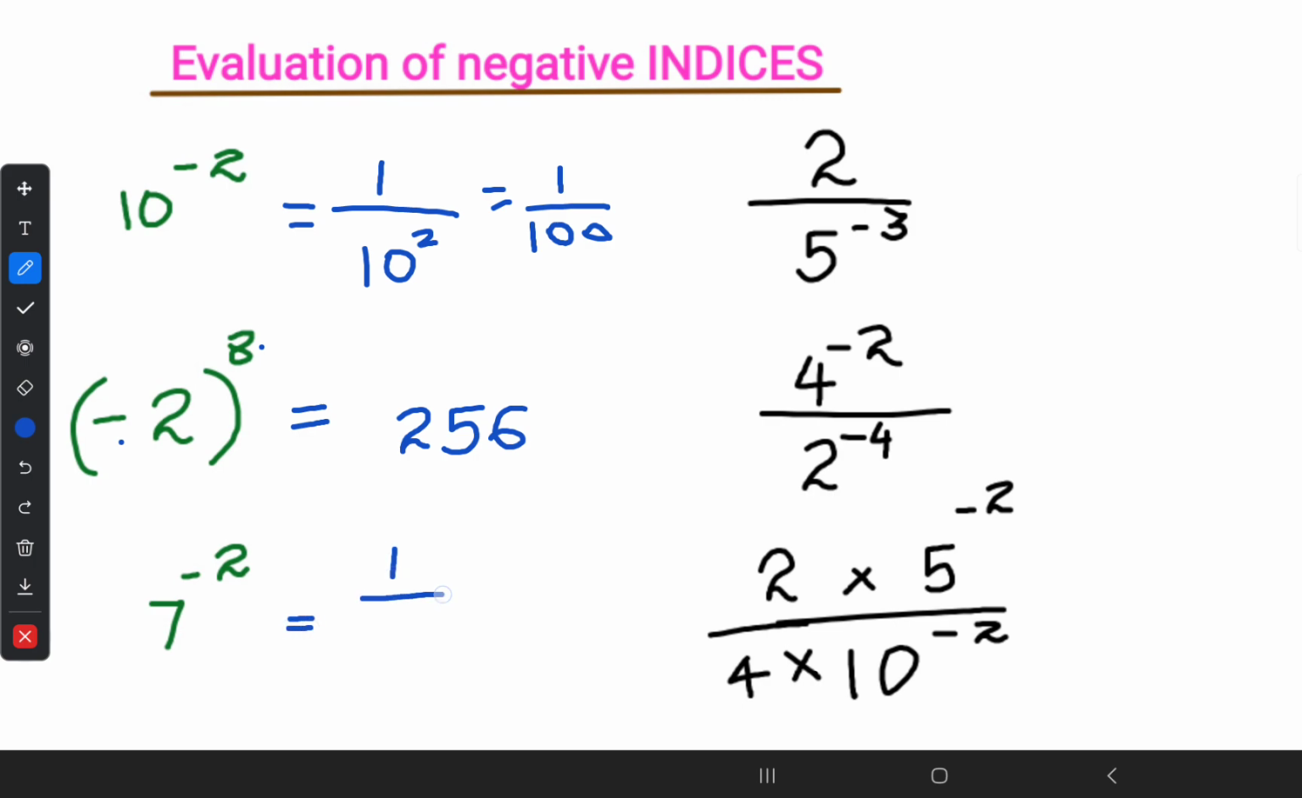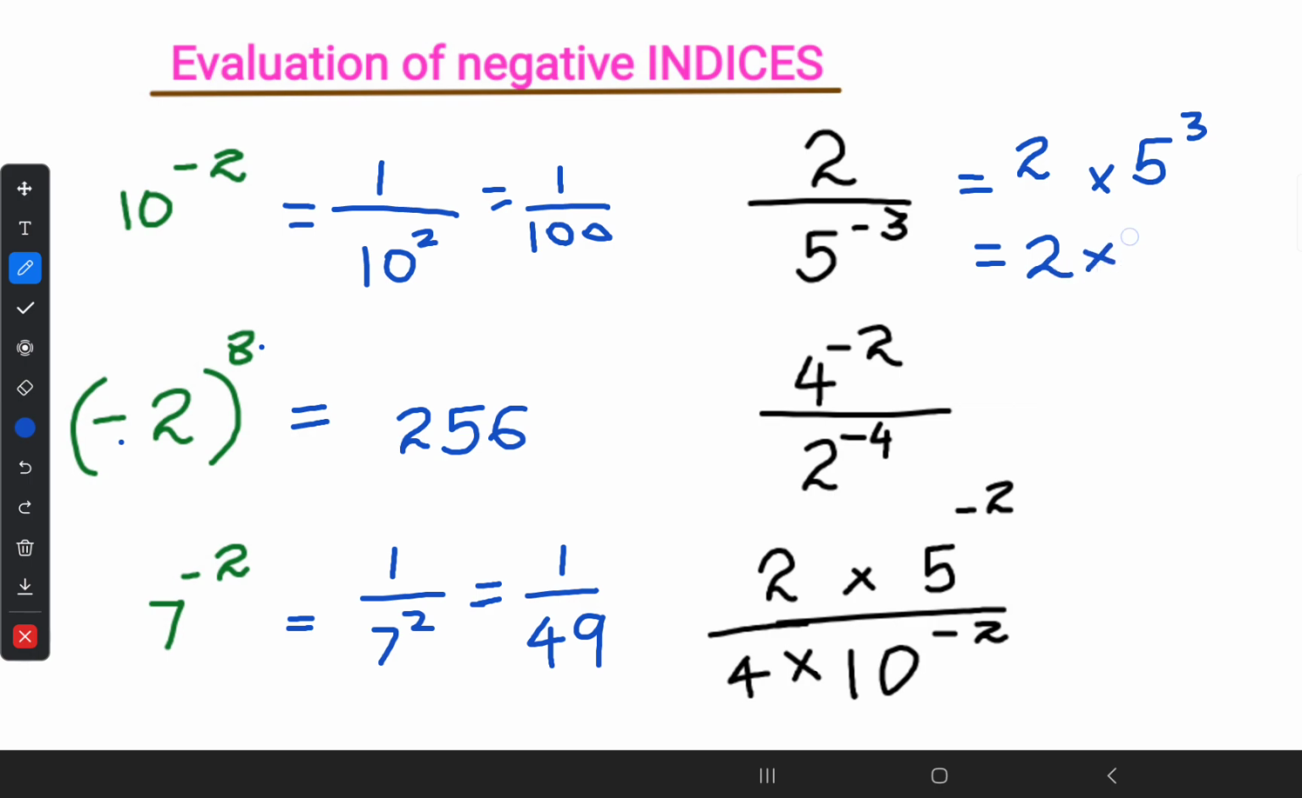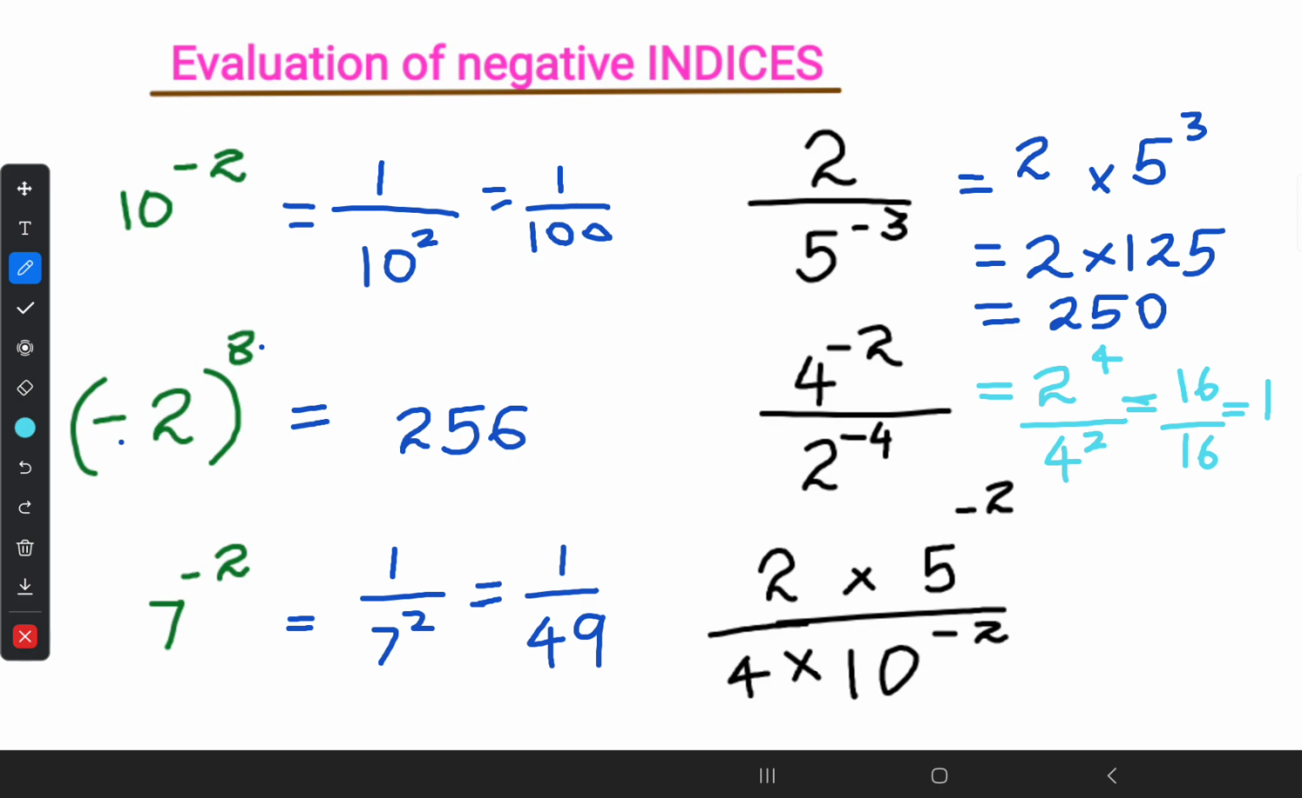In the next one, 1 over 7 squared. So 1 upon 49. Next one, 2 remains the same. It does not have any negative power. So only the 5 with the power of negative 3 will become 5 with the power of 3. So 2 times 5 with the power of 3, it is 125. 2 times 125 is 250. That is the correct answer. Next one, 2 with the power of negative 4 will become the numerator and 4 with the power of 2 will become the denominator. 2 with the power of 4 means it's 16 upon 16. Finally, you will have the simplified answer as 1.